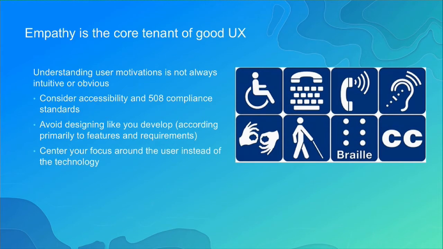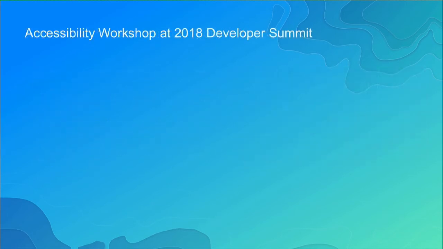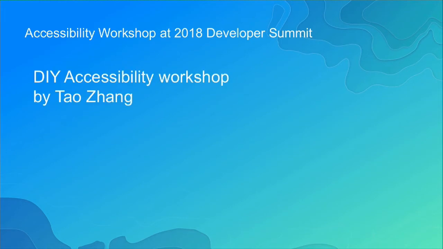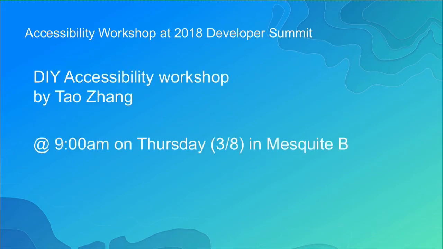Designing like you develop according only to features, only to requirements, is not going to get you to your target. People are going to be frustrated, perhaps, and at the very worst, not use your product. So fortunately, our colleague Tao, let me throw this in there, will be leading a workshop on Thursday morning addressing more about accessibility. So if you are keen on the accessibility topic, please return and listen to Tao.